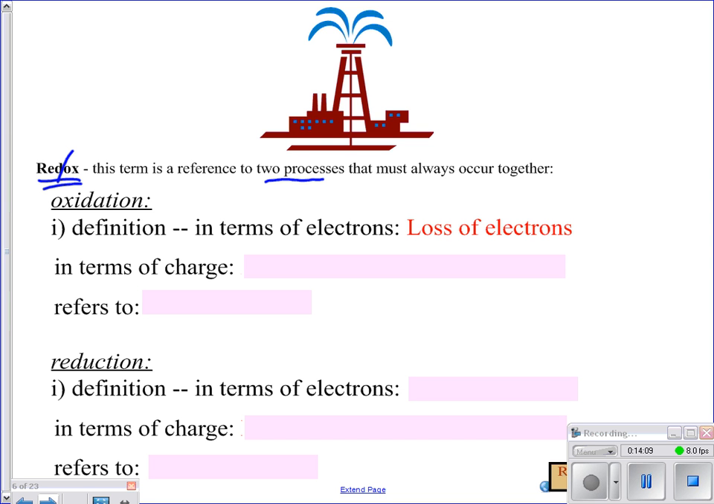Whereas, let's just jump down to reduction. You guys can probably guess, it's going to be the opposite. It is the gain of electrons. Which might be a good time for us to look at this pretty picture that we have on top. That is a picture of an oil rig.